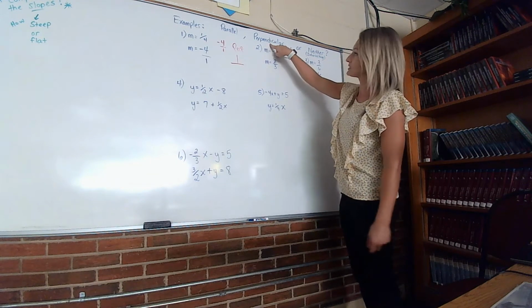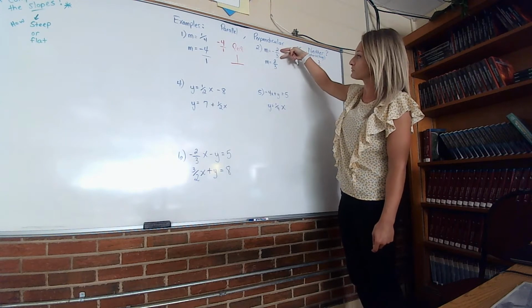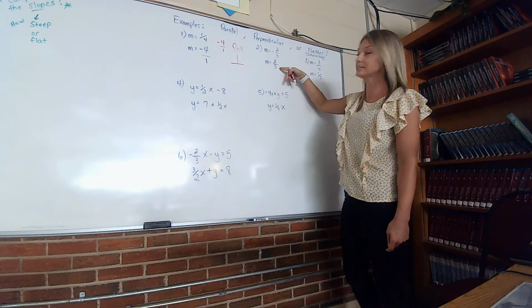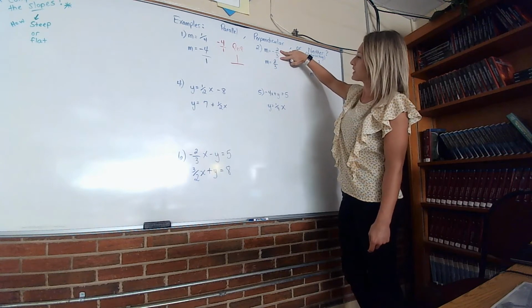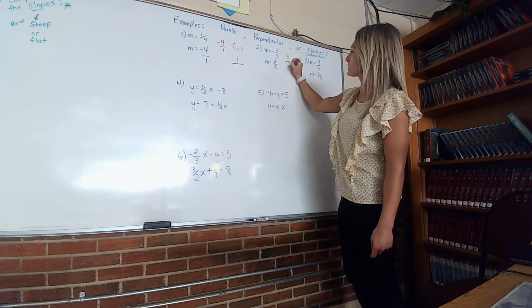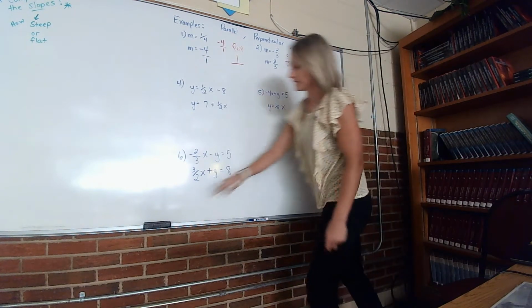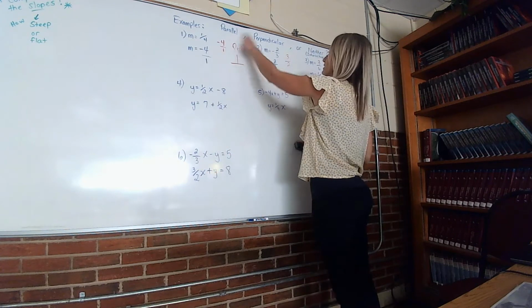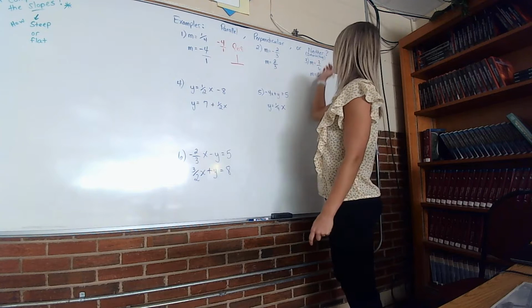So then let's check to see if they're perpendicular. Again, the fraction has to be flipped and the sign has to be different. So the signs are different, but notice if I flip 2 over 3, I get 3 over 2, and that is not that one, right? So these wouldn't be parallel, they wouldn't be perpendicular, so then your only other option would be that they're neither.